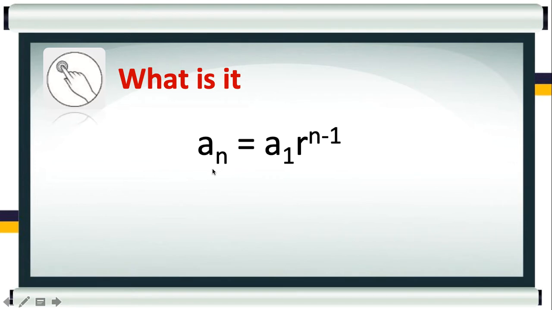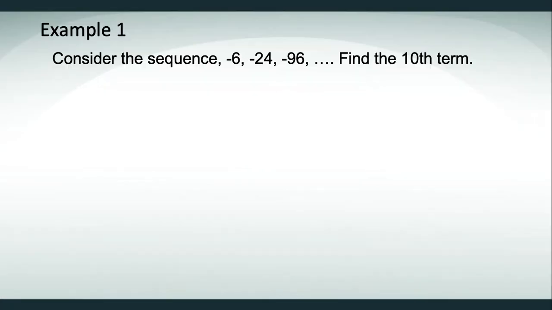a sub n is equal to a sub 1 times the common ratio to the power of n minus 1. So in solving, just write the general rule of the sequence and simply substitute the variables with the given values. For example number 1, consider this sequence: negative 6, negative 24, negative 96. Find the 10th term of this sequence.